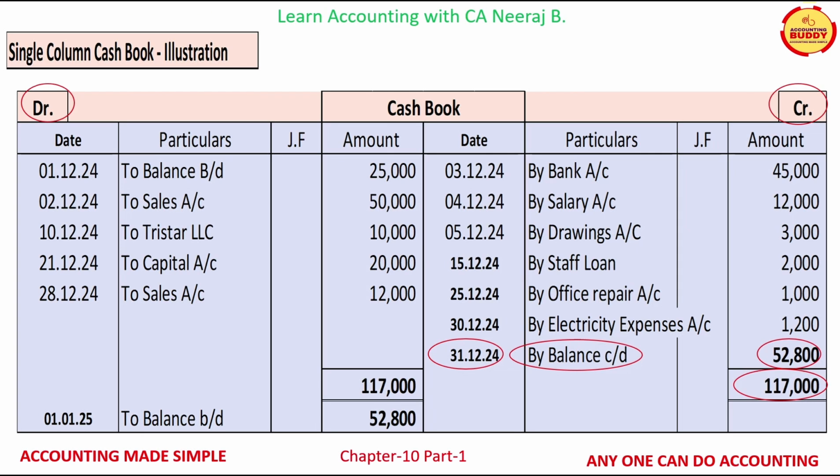Therefore, the left hand debit side and the right hand credit side of the cash account is now balanced. The closing cash balance of $52,800 on the last day of December 24 will become the opening balance on the first day of January 25 and will be shown on the left hand debit side of the cash book by writing the words to balance brought down.